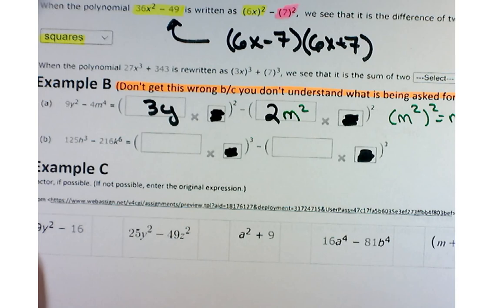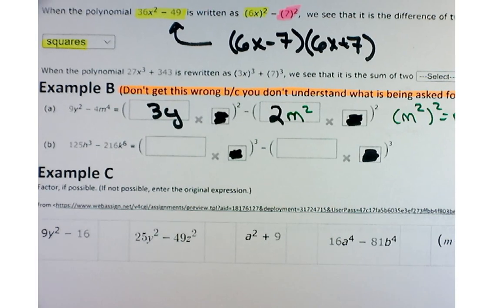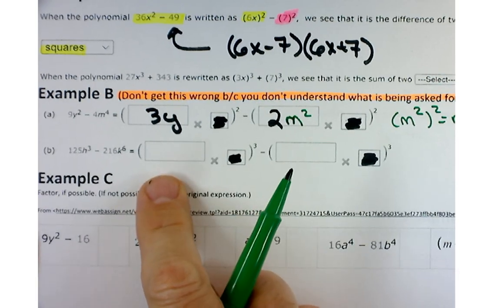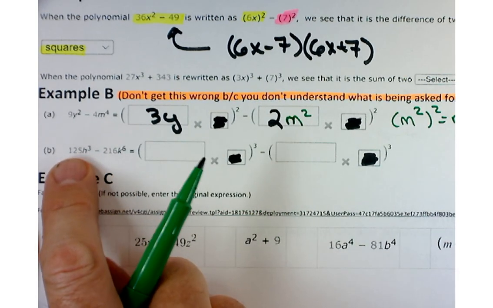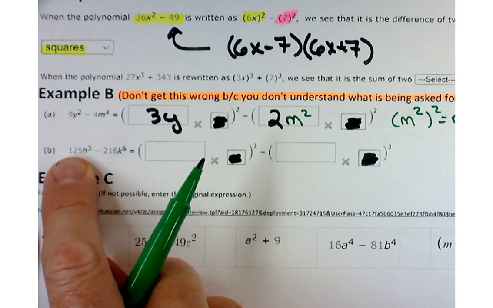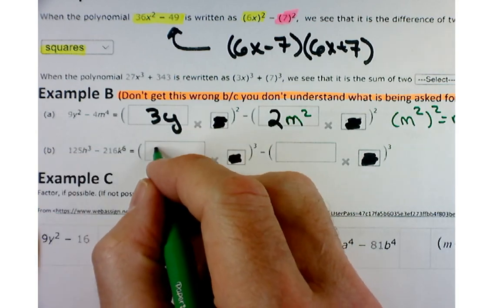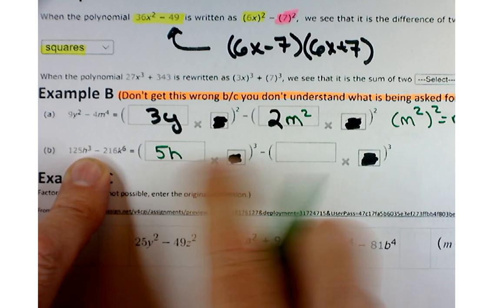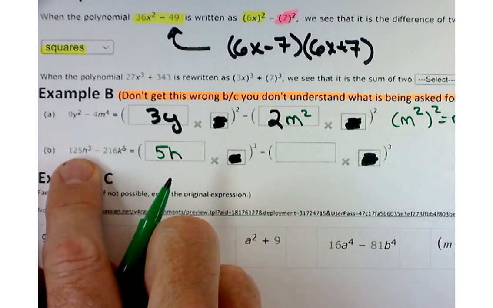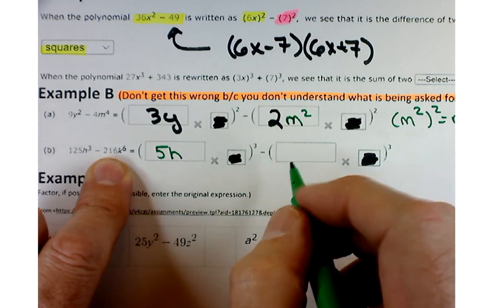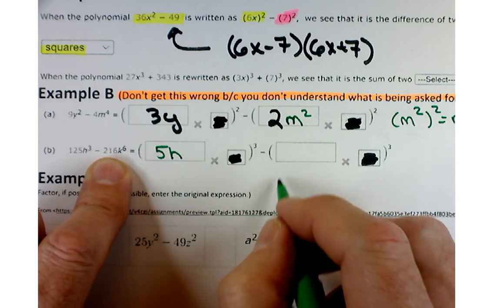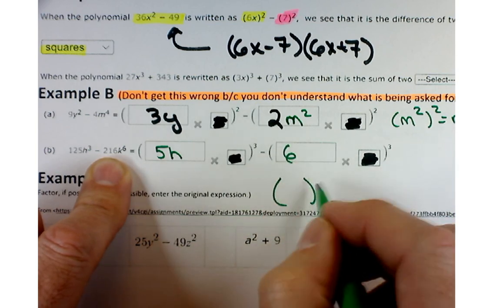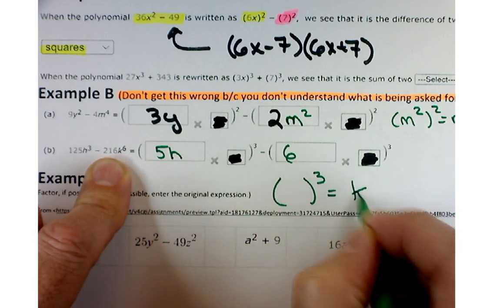Now, the one below it is kind of foreshadowing things to come later in this section, where we start dealing with cubes. On the board, you've got a list of your first 10 perfect cubes. What do you cube to get 125? 5. And then this one would be an h. So 5h to the third power would give me this. How about 216? What do I cube to get 216? 6.